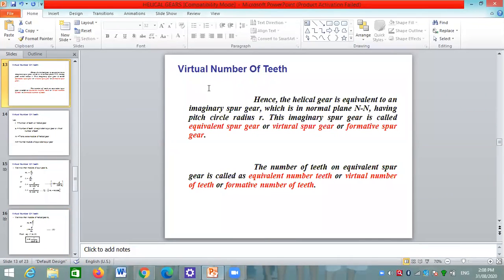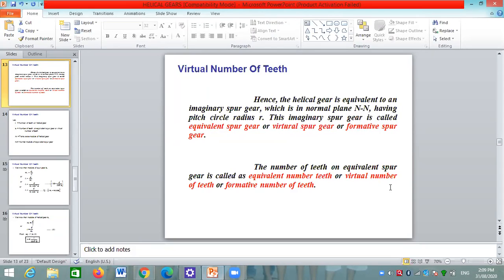Just before that, remember this virtual number of teeth. The helical gear is equivalent to an imaginary spur gear, which is in the normal plane, that is NN, having a pitch circle radius R. R is the pitch circle radius of the helical gear. This imaginary spur gear is called the equivalent spur gear or virtual spur gear or formative spur gear.